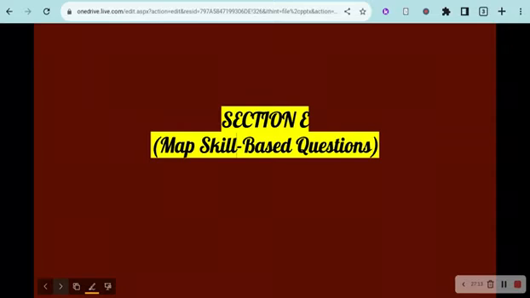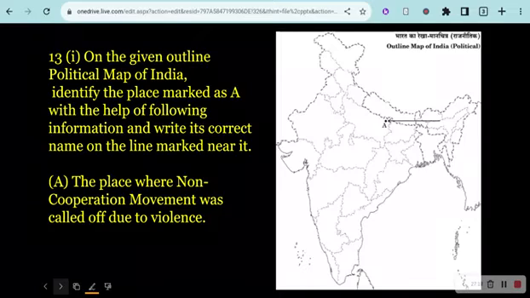Now we'll go towards the map based questions. Look over here. On the given map, A is marked. You have to write its correct name on the line marked near it. Okay. A, what is the place given? The place where the non-cooperation movement was called off due to violence. Which was that place? We all know that was.